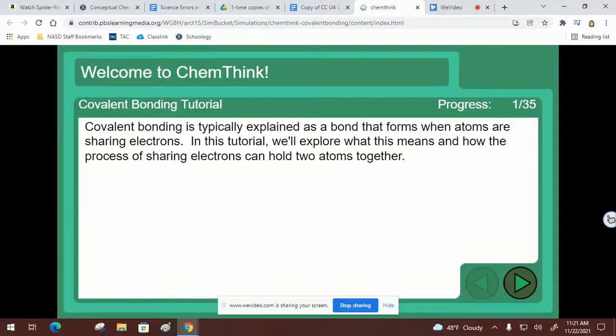Covalent bonding tutorial. Covalent bonding is typically explained as a bond that forms when atoms are sharing electrons. In this tutorial, we'll explore what this means and how the process of sharing electrons can hold two atoms together. Answer the first question.